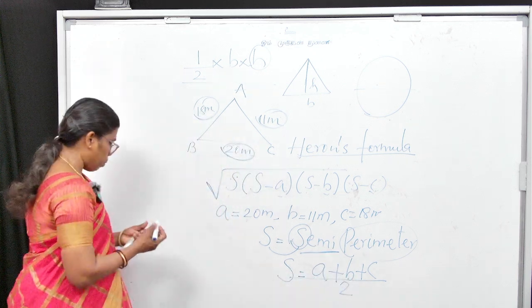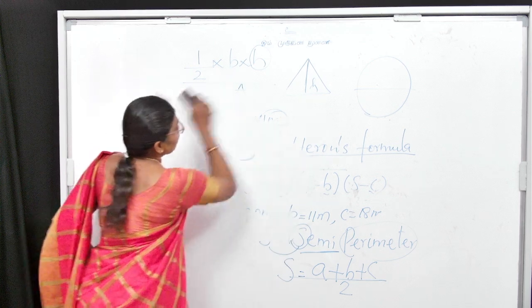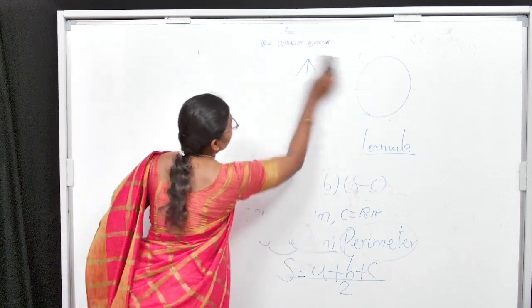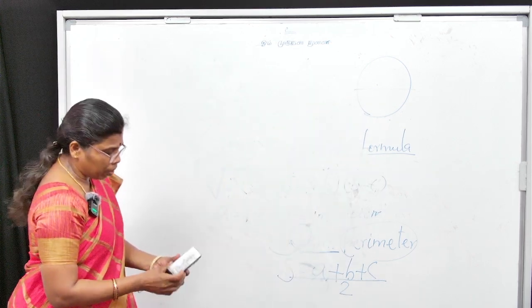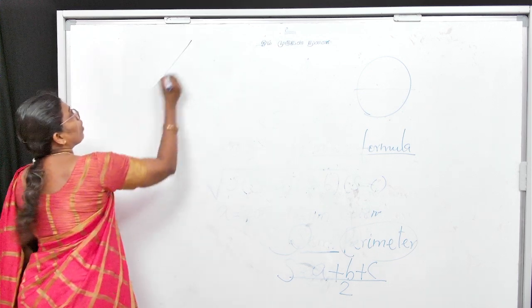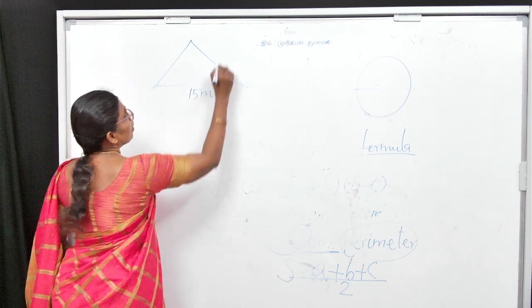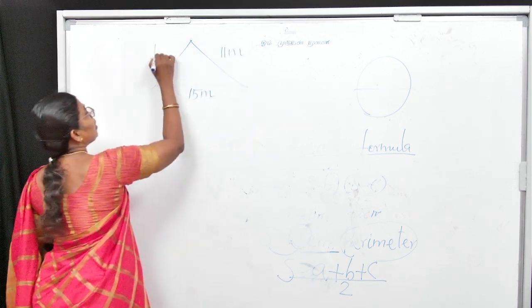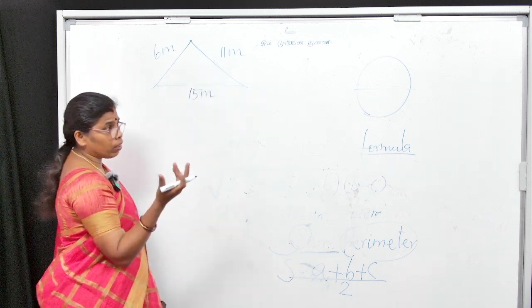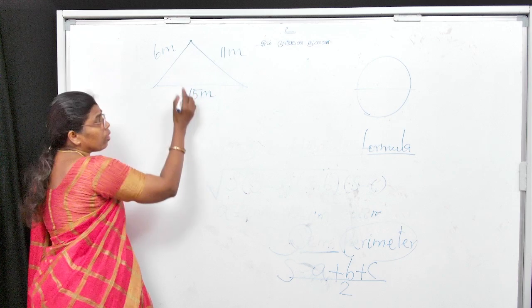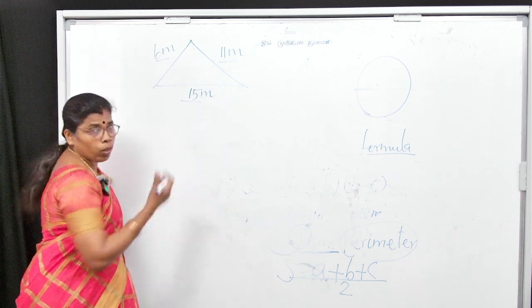So let me give one example. Suppose there is a park in the shape of a triangle whose sides are given as 15 meter, 11 meter and 6 meter. Let me take one triangle. It's a park. One of the sides is 15 meter, another is 11 meter and the next one is 6 meter. Shall I use the formula half into B into H? I cannot. As I said, the height is not given. Instead, three sides are given. So what formula is to be used? Yes, Heron's formula.